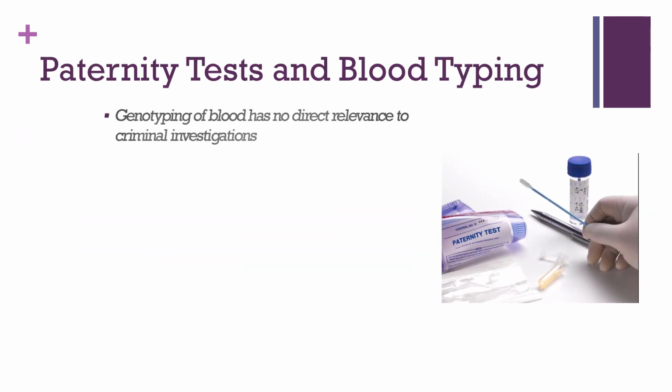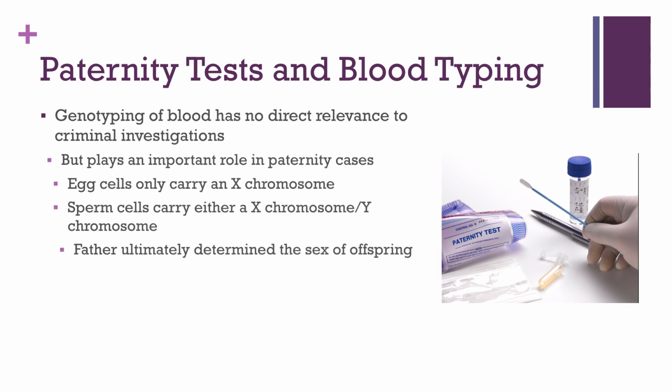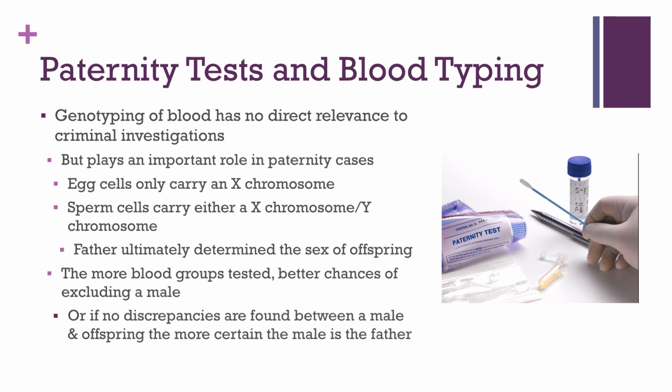When we're looking at genotyping of blood, there's actually no direct relevance for a criminal investigation, but blood typing plays a big role in paternity cases. The female sex cell only carries X chromosomes. 2 X's are the chromosomes for a female. Sperm, on the other hand, carry either an X chromosome or a Y chromosome. So ultimately, it's the father who determines the sex of the offspring.